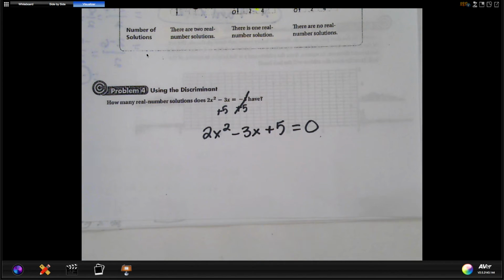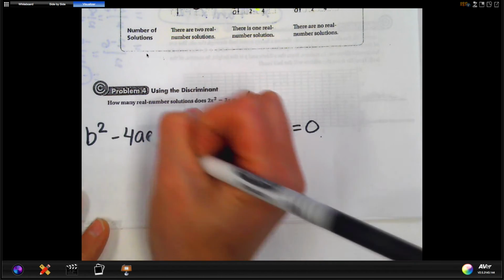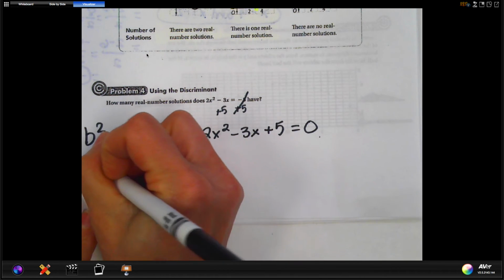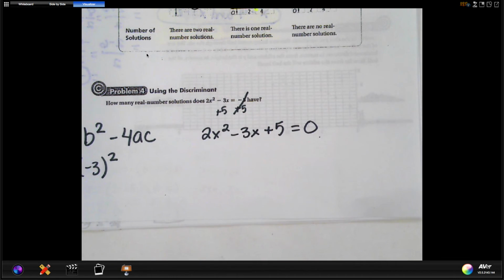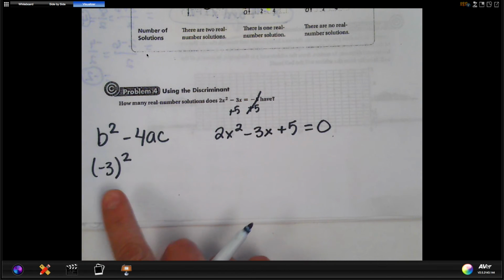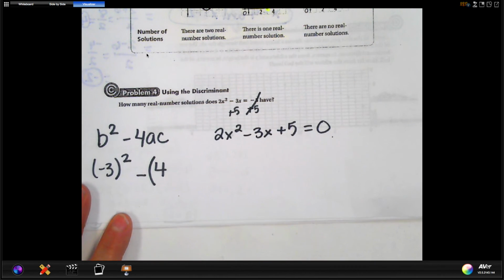Now, we're only going to use our discriminant if it asks us how many solutions. And the discriminant is the b squared minus 4ac. Okay? So my b squared would be (negative 3) squared. I put that in parentheses because when you put that in your calculator without the parentheses, it'll throw the negative on the end of the answer. But we know negative 3 times negative 3 is what? Positive 9, right?